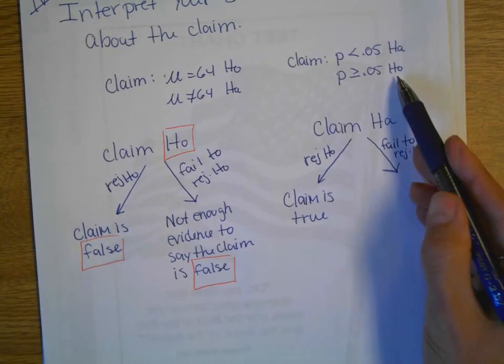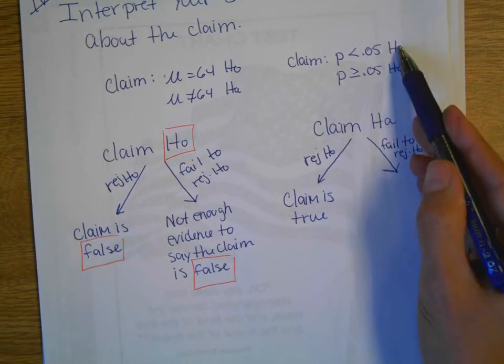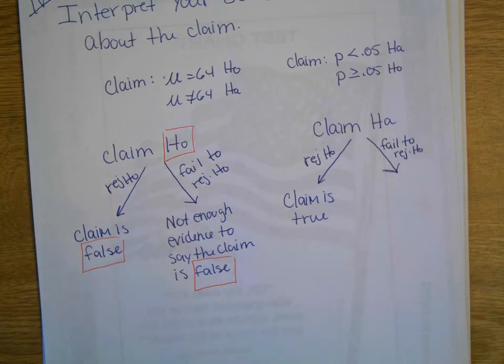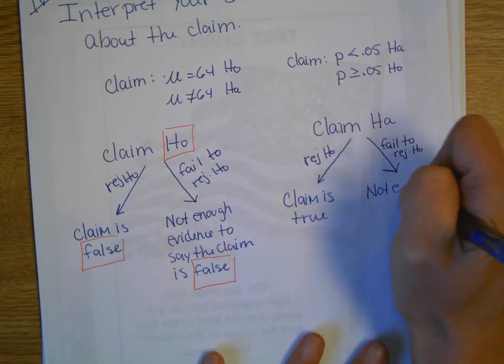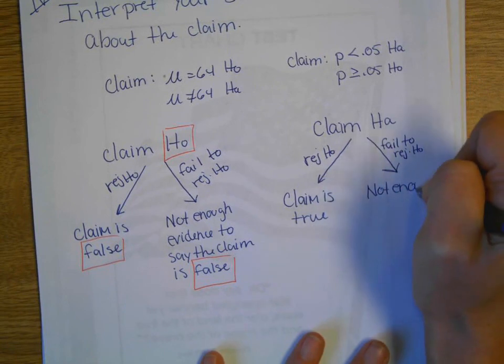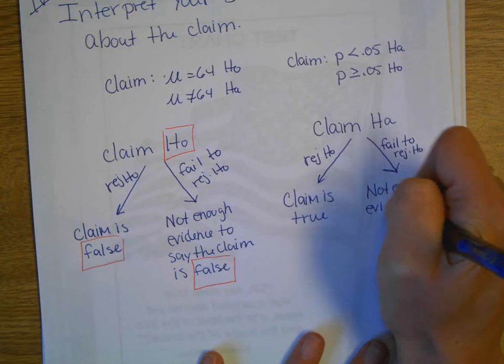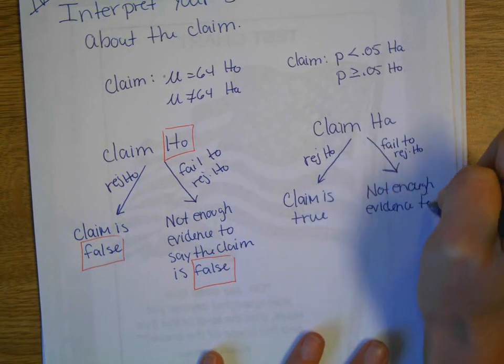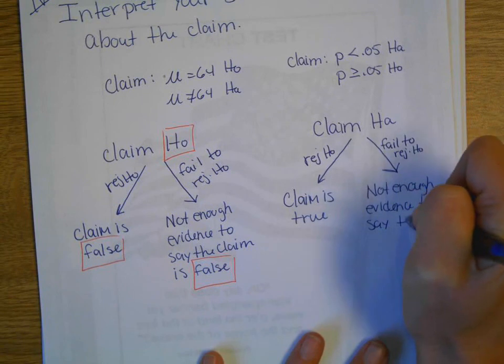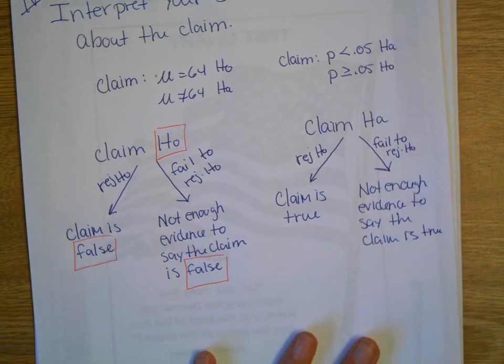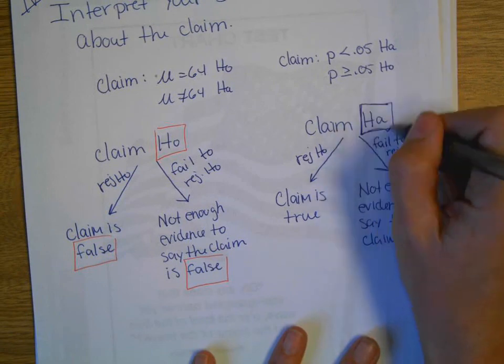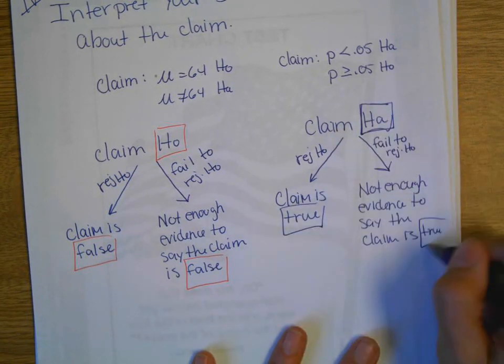And now if I fail to reject the H0, that means the H0 is still in play, the Ha is still in play, they're both there. There is not enough evidence to say the claim is true, but I can't say it's false either. So pick up on the fact that if it starts out as an Ha, you're finishing with two things about true.